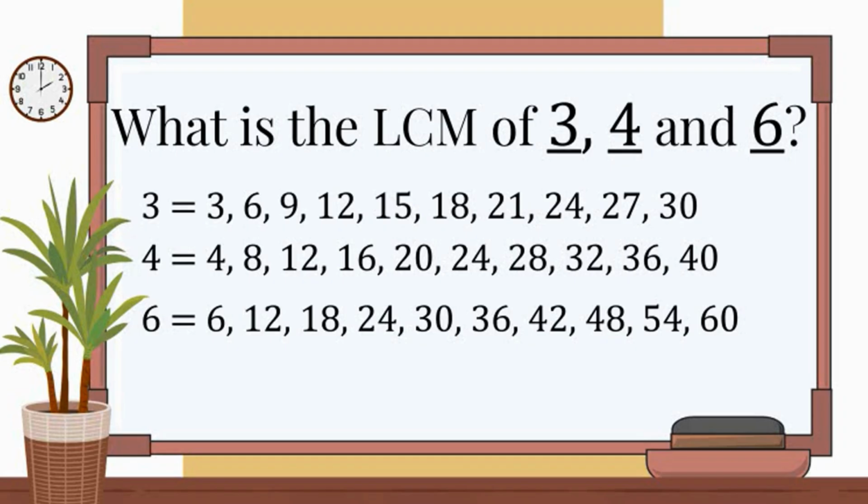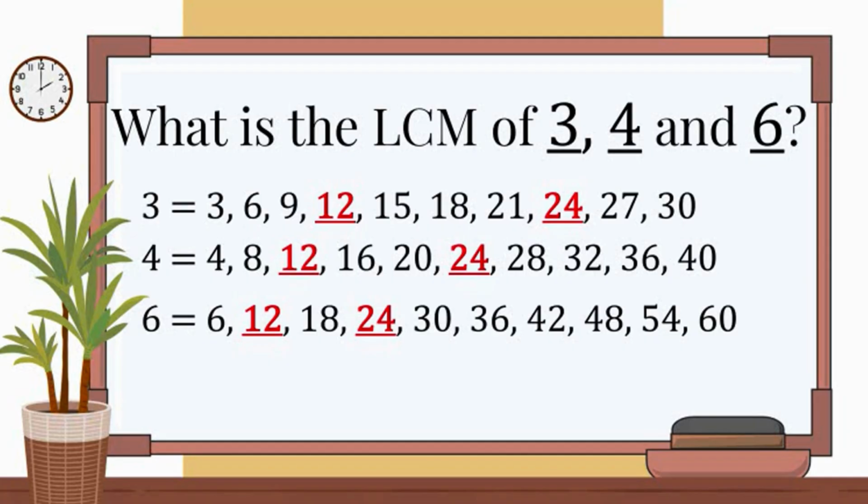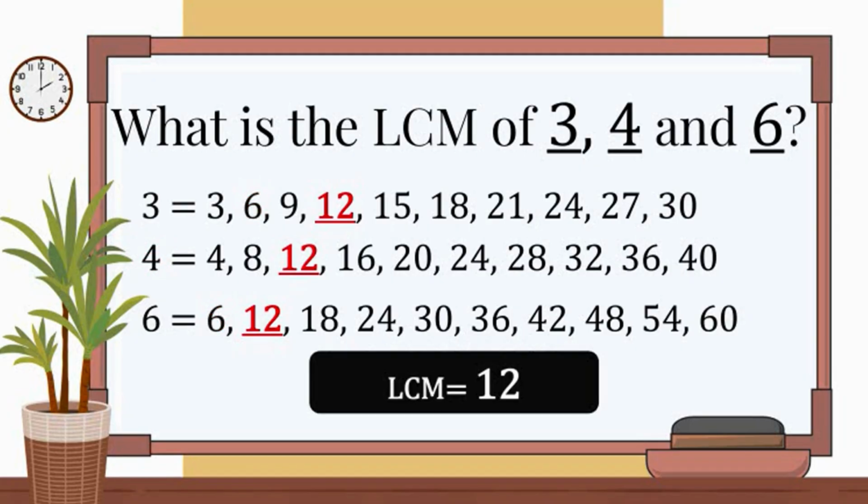Our next step is to find the common multiples between the 3 numbers. 12 is a multiple of 3, 4, and 6. 24 is also a multiple of all 3 numbers, but we are looking for the least common multiple, which in this case is 12. The multiple 6 is lower, and 3 and 6 have this multiple in common. 6 is not a multiple of 4, and so it cannot be the LCM of the 3 numbers. The LCM of 3, 4, and 6 is 12.